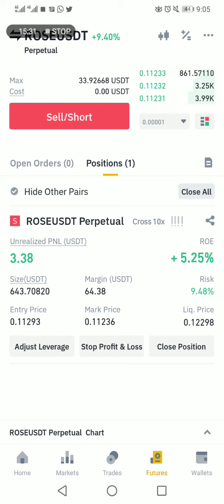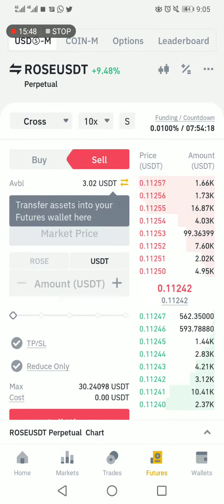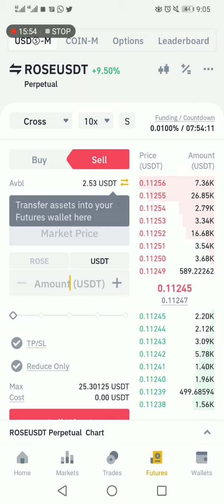But if it continues like this and keeps going in my favor, then I will definitely be in profit and I will cash out a good amount of money. Okay, so that is what futures trading is all about. Before you go into futures trading, please make sure you have a very good signal source, okay? And make sure that your signal source is correct, is legit.